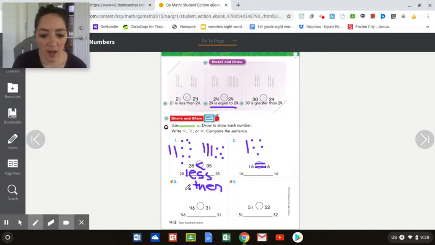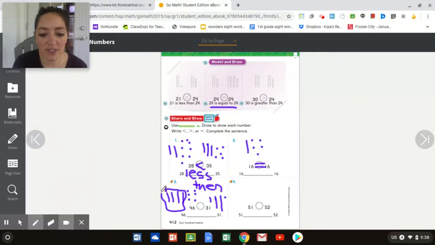All right, now we have number 3. 46, 4 tens, and 6 ones. 1, 2, 3, 4, 5, 6, and we have 31. 3 tens, 1 one. Okay, so looking at the picture, we automatically see that there's 4 tens here.